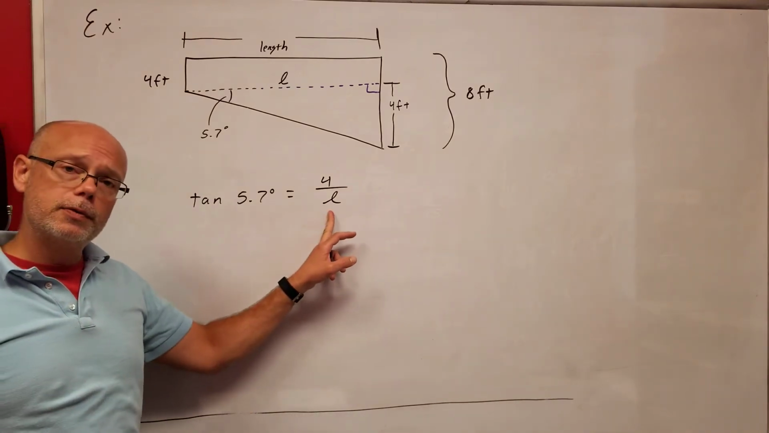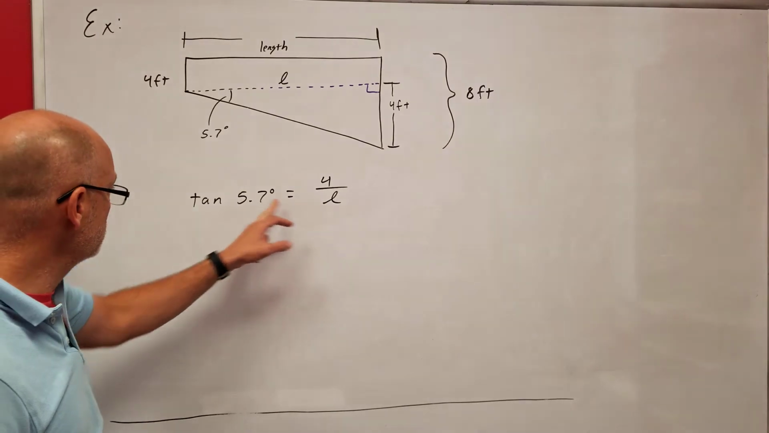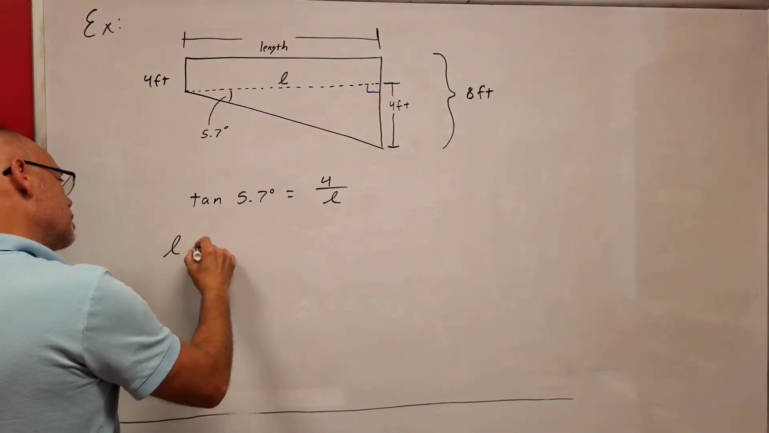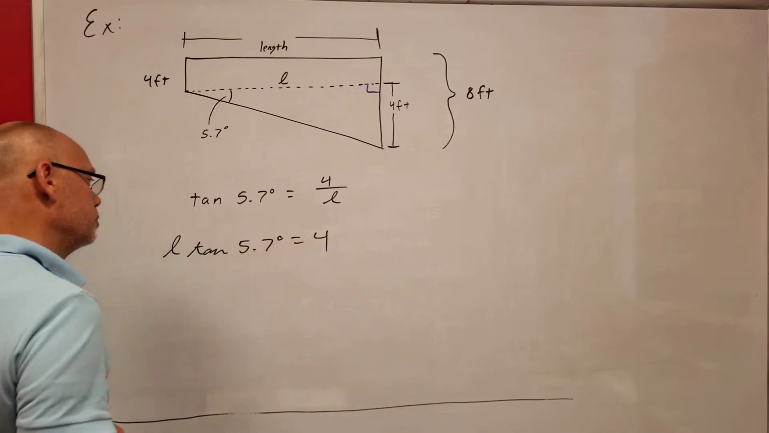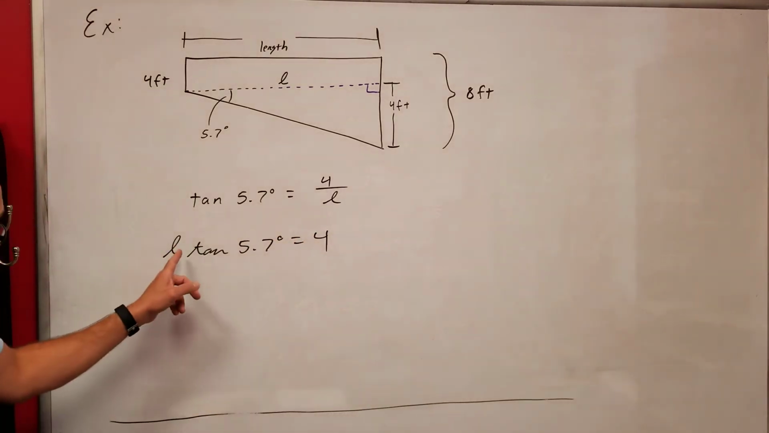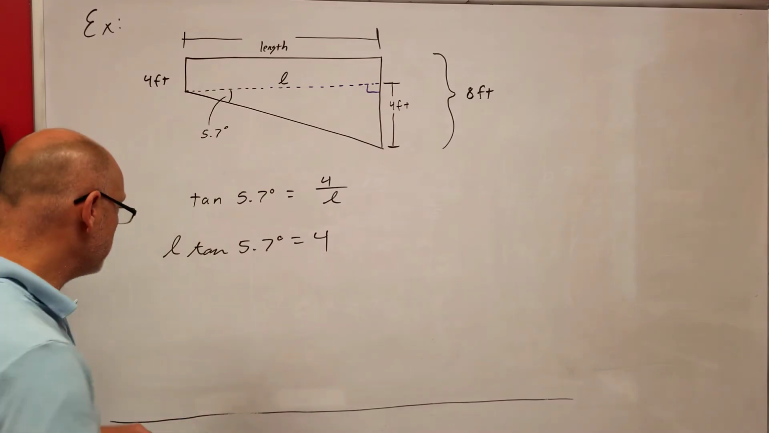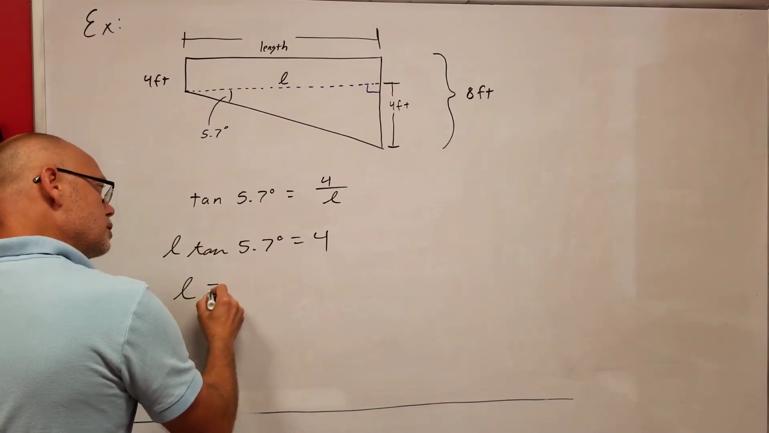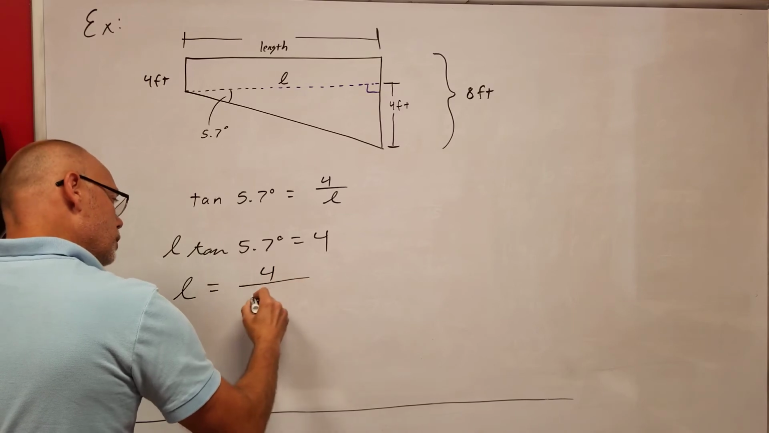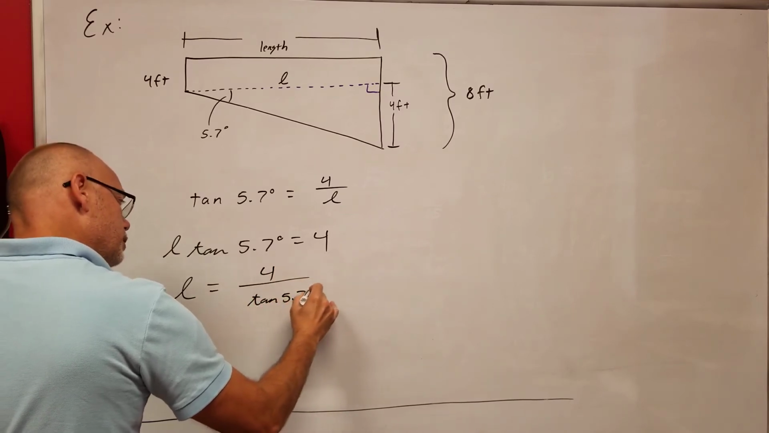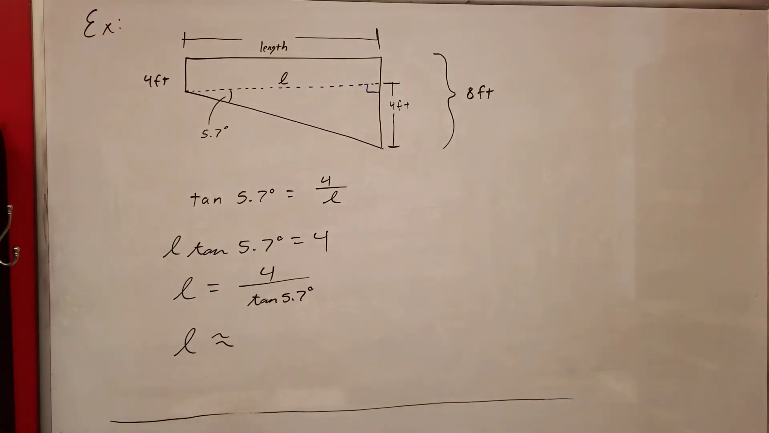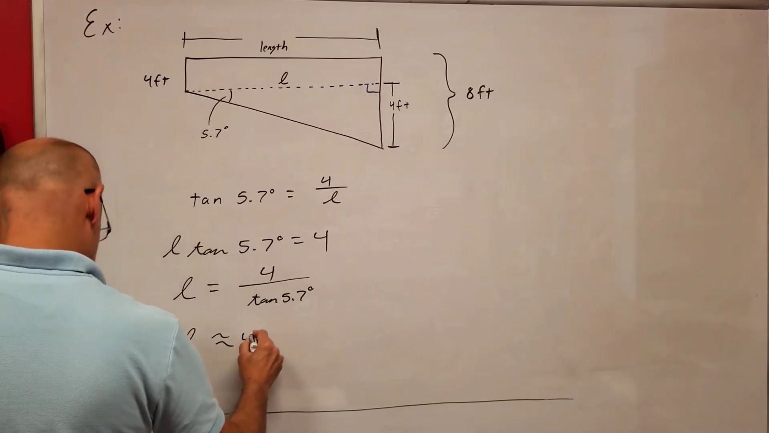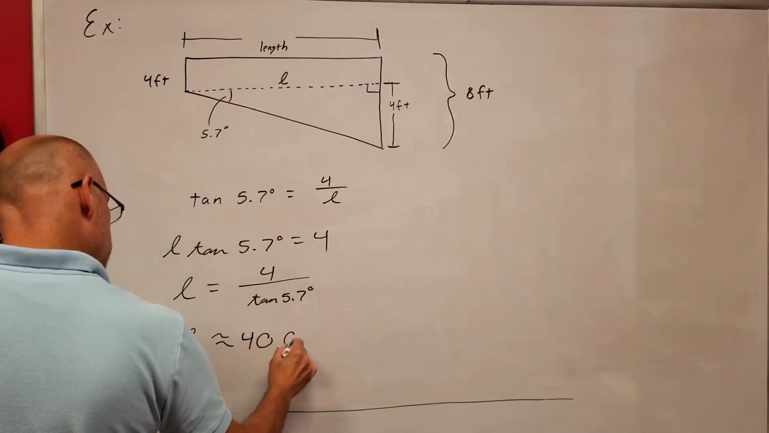So now let's just solve this for L. We're going to multiply both sides by L. So we have L times the tangent of 5.7 degrees is equal to 4. Still need to solve for L. So we're going to divide both sides by the tangent of 5.7 degrees. So L is going to be 4 over the tangent of 5.7 degrees. All right, now it turns into a calculator problem. If I go ahead and put this in my calculator, I get something like 0.07.